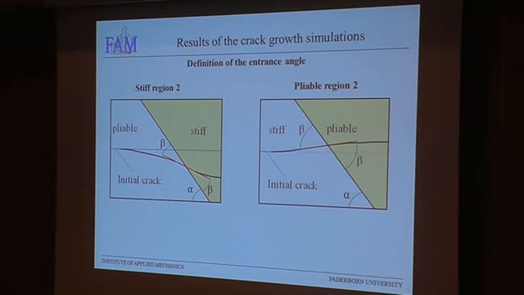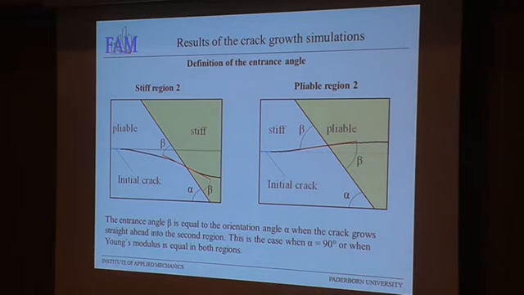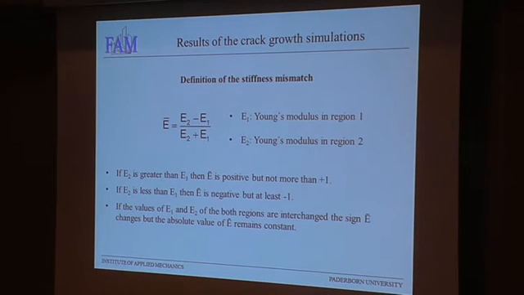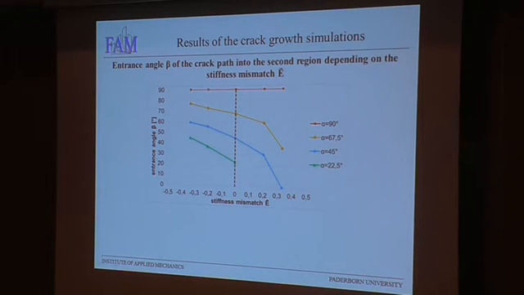The third results were the entrance angle into the second region. Here we have the stiff region, here the second region. The crack entrance angle is defined relative to the orientation angle, alpha. This means that the entrance angle is equal to the orientation angle when the crack goes straight ahead into the second region. Here you see the definition of the stiffness mismatch, and now we can discuss the results for the entrance angle.